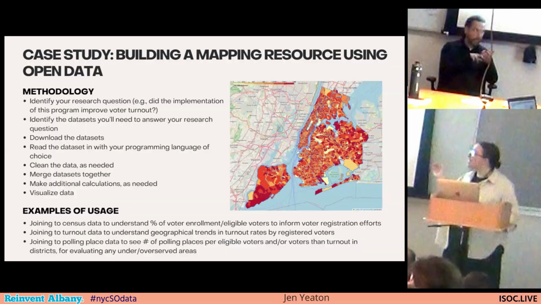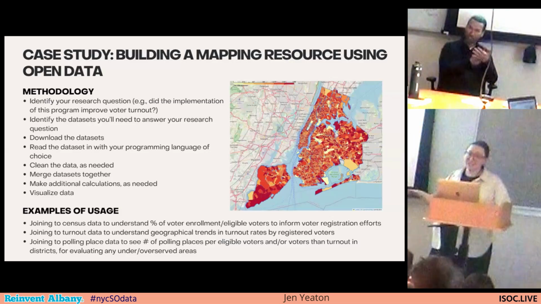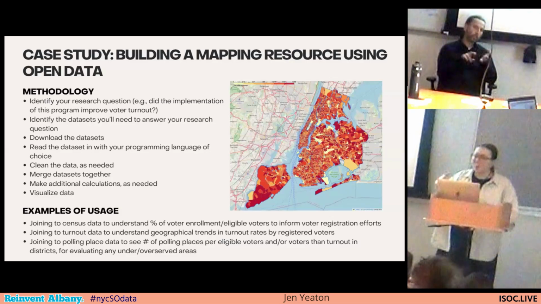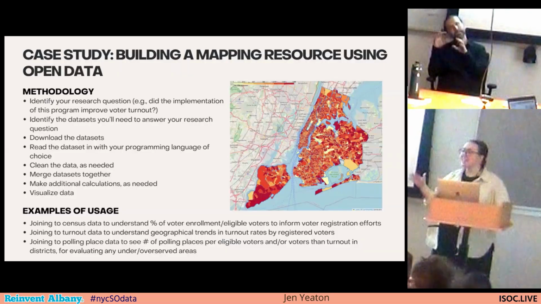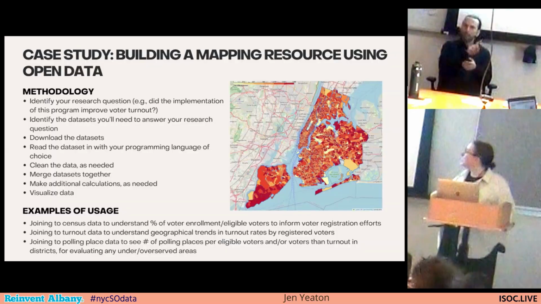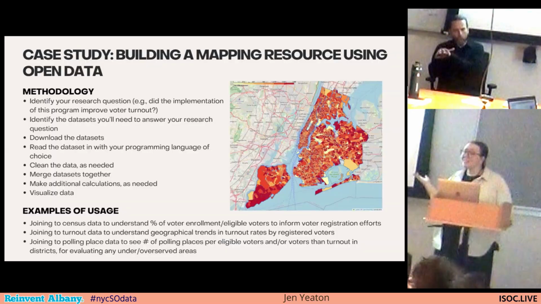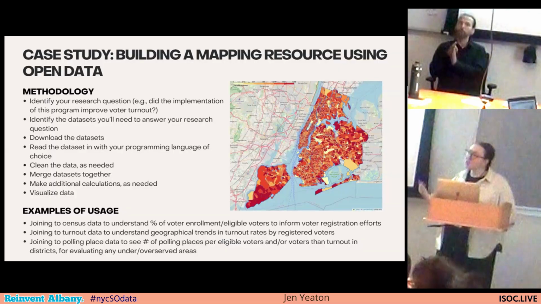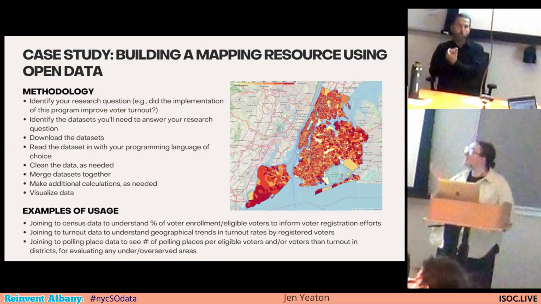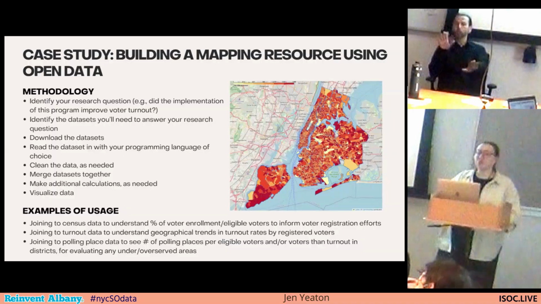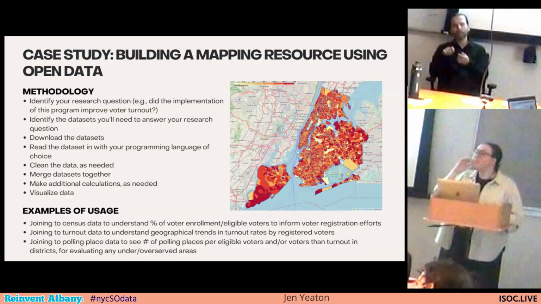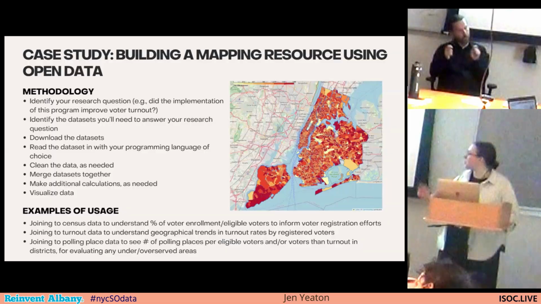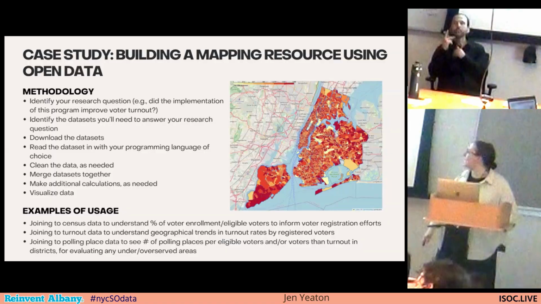For each of these, I feel like the process is really similar. You're thinking about your research question, thinking about what open data sets can help you answer it, downloading them, and merging them. Perhaps you're looking at voter registration before and after an intervention. You might want to look at the difference in voter registration in a certain area and visualize that, to see how much it has or hasn't changed, and how effective that program is.